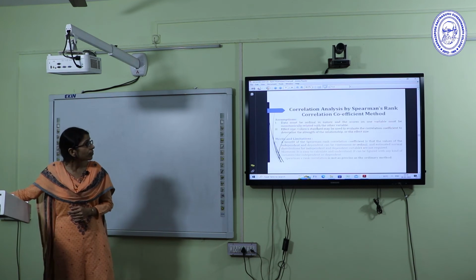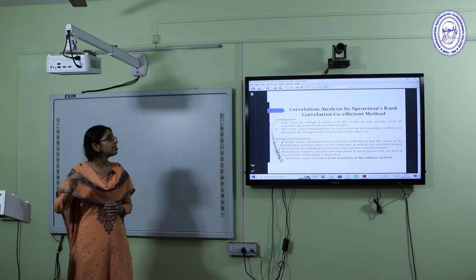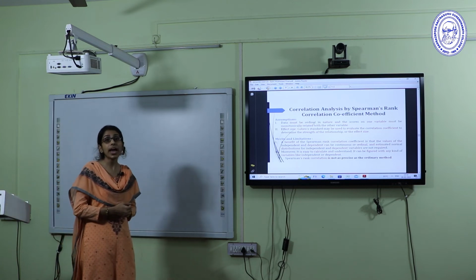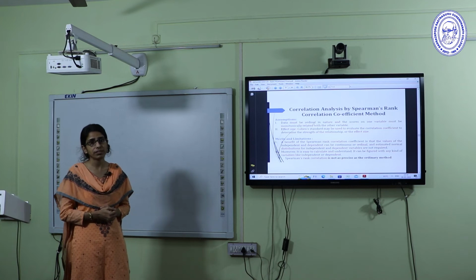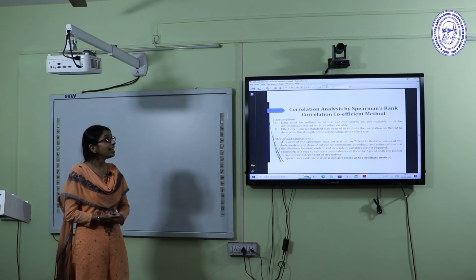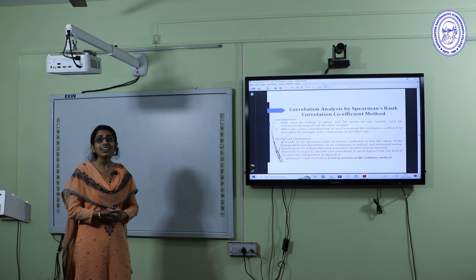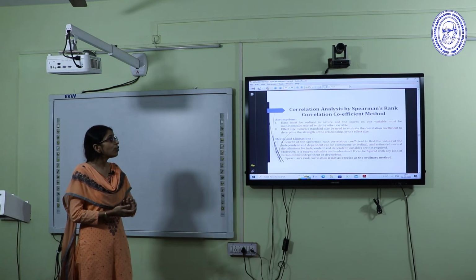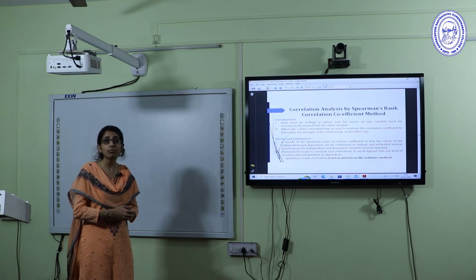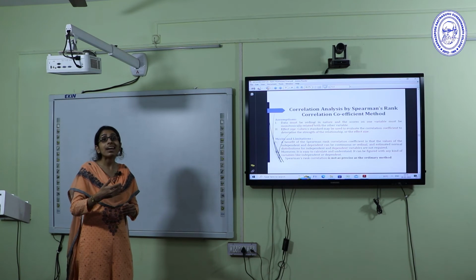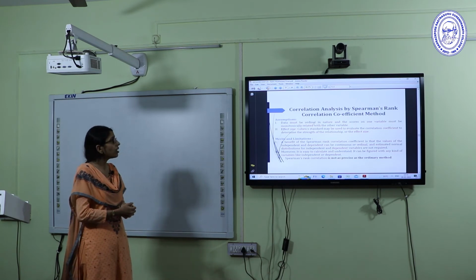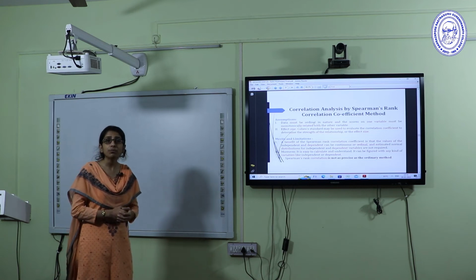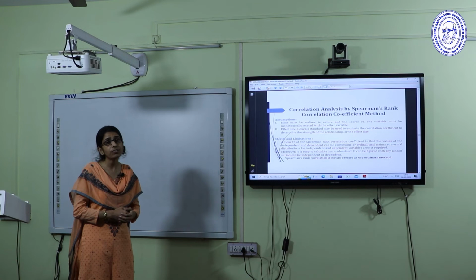Now we come to correlation analysis by Spearman's rank correlation coefficient method, and from the name we easily understand that this kind of correlation method is very much applicable for ordinal or ranked data. This particular method was developed by Spearman in 1904.